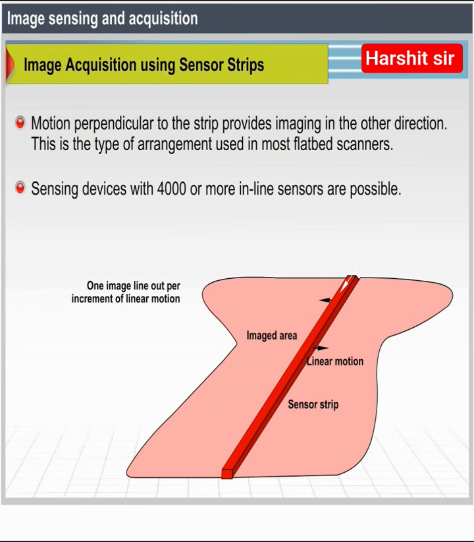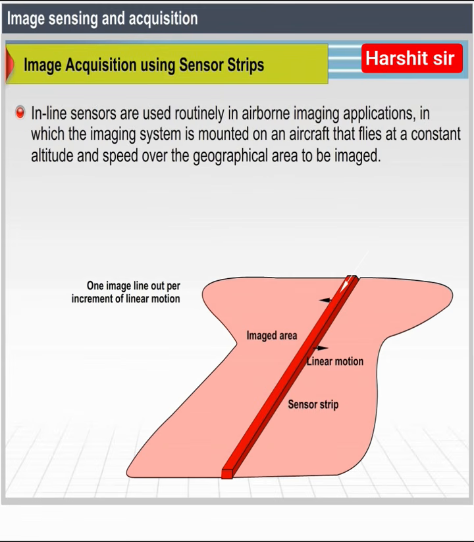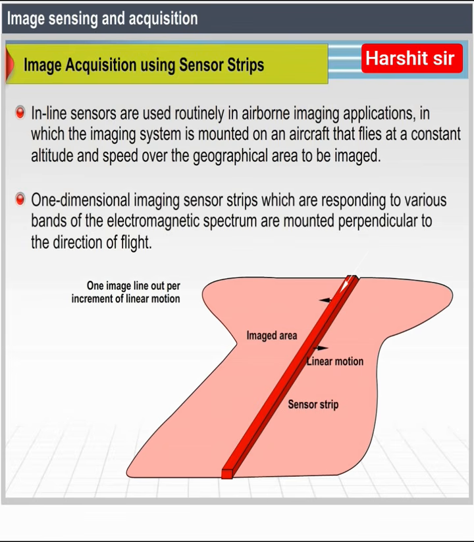Sensing devices with 4,000 or more inline sensors are possible. Inline sensors are used routinely in airborne imaging applications, in which the imaging system is mounted on an aircraft that flies at a constant altitude and speed over the geographical area to be imaged. One-dimensional imaging sensor strips that respond to various bands of the electromagnetic spectrum are mounted perpendicular to the direction of flight.